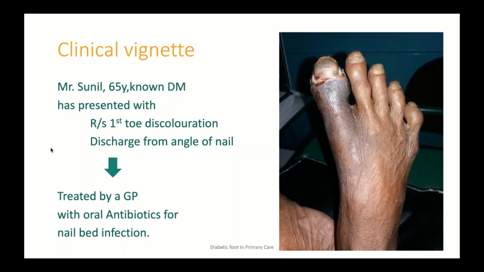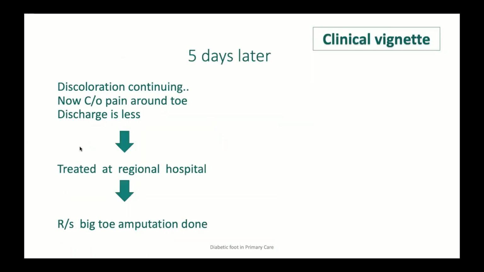So, it's Mr. Sunil, a 65-year-old gentleman, known to be diabetic, who comes with a toe discoloration. The hallux of the right foot is discolored. There's a small discharge that comes from the angle of the nail. Initially, as most of us would, he was given oral antibiotics for a potential nail bed infection. Looks so far very standard.